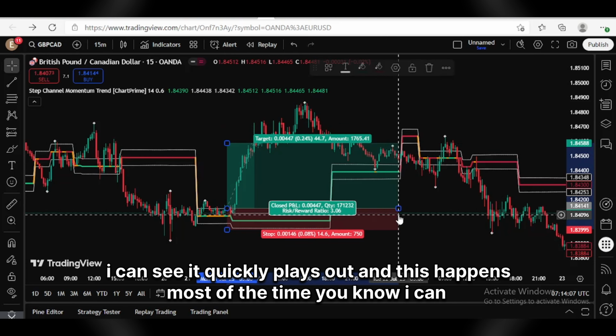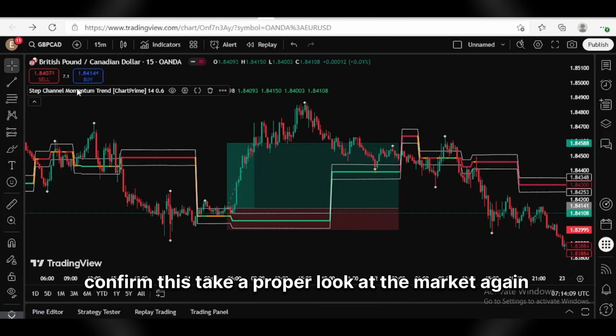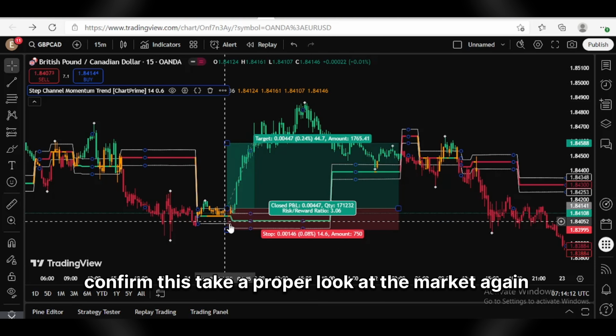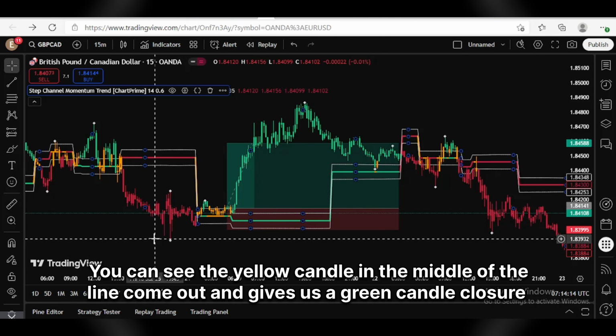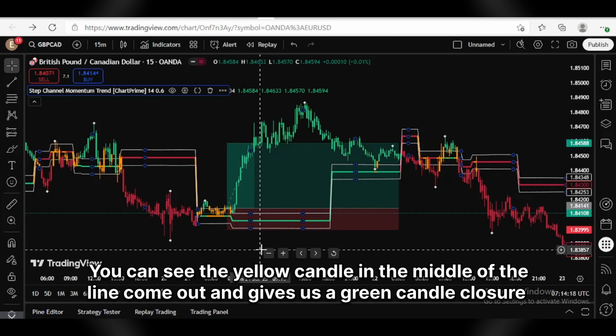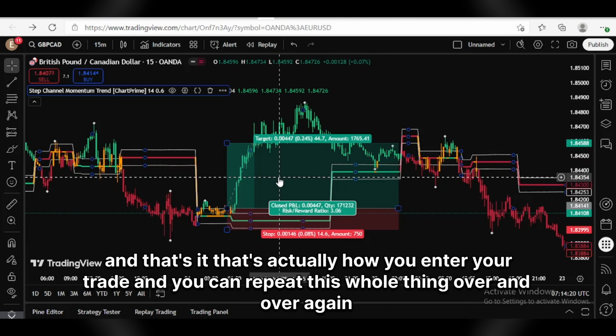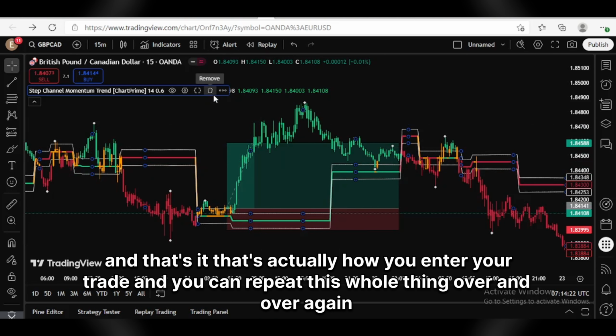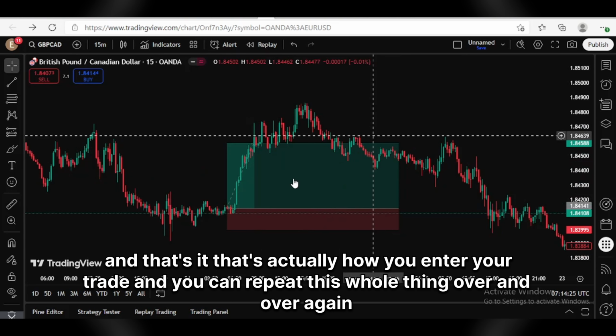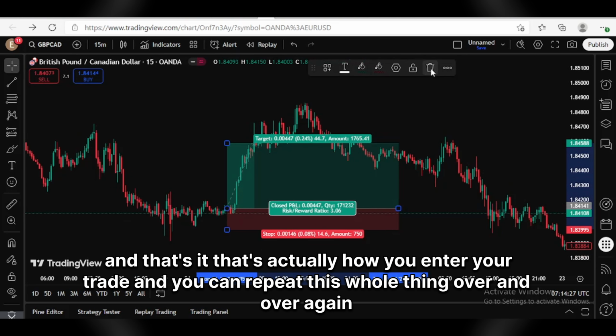You can see it quickly plays out, and this happens most of the time. To confirm this, take a proper look at the market again. You can see the yellow candle in the middle of that line coming out and giving us a green candle closure. And that's it. That's actually how you enter your trade, and you can repeat this whole thing over and over again.